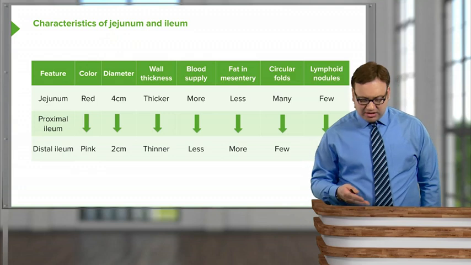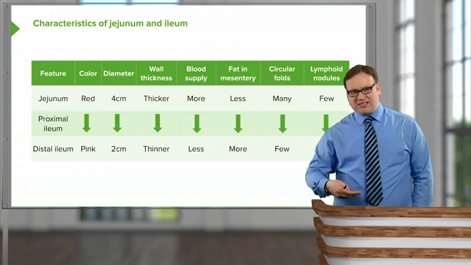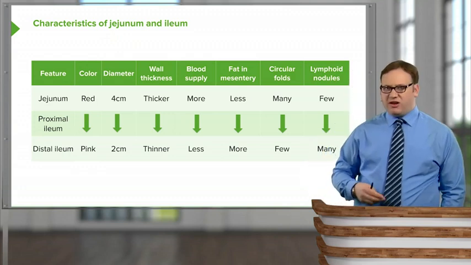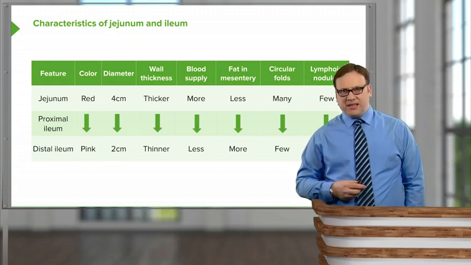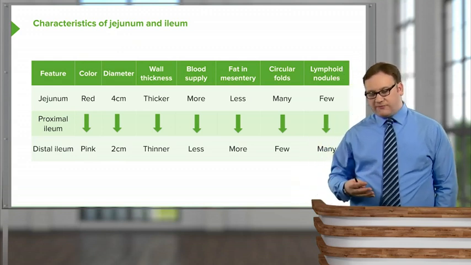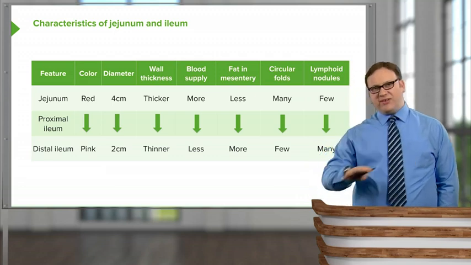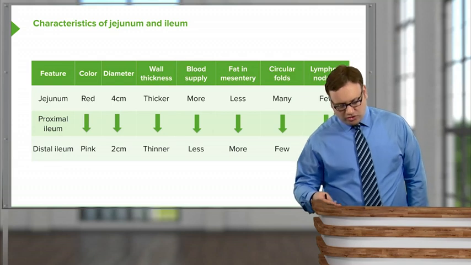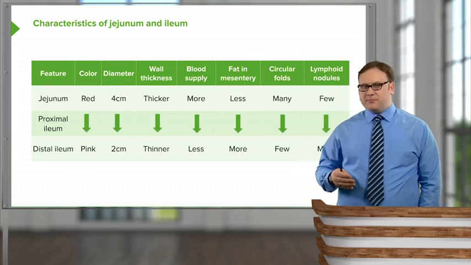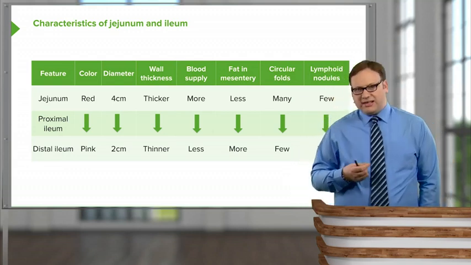The fat in the mesentery, there's more as you progress down into the distal ileum. It's very sparse in the jejunum. Circular folds, there's lots of them in the jejunum. There's few in the distal ileum. It's a lot flatter. And lymphoid nodules, there's few in the jejunum, but they increase in number, forming these aggregates in the distal ileum.